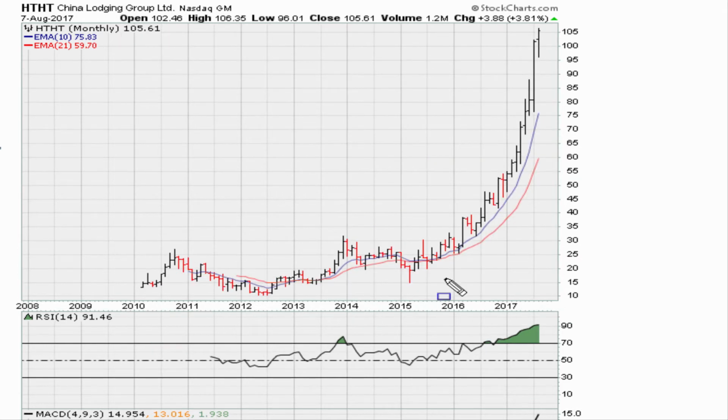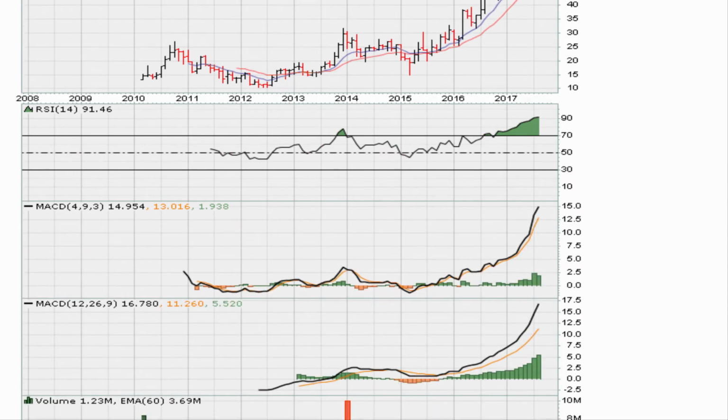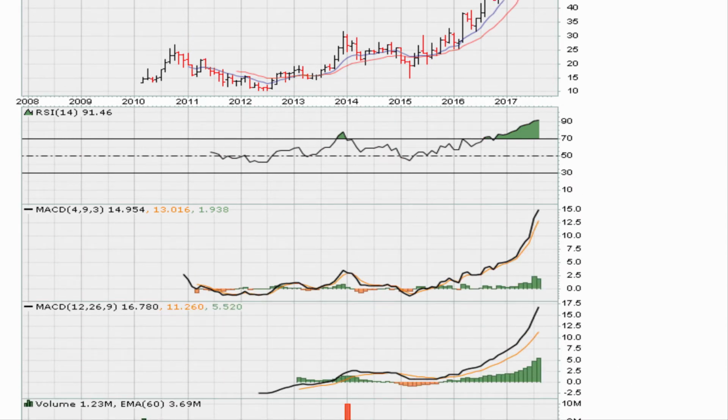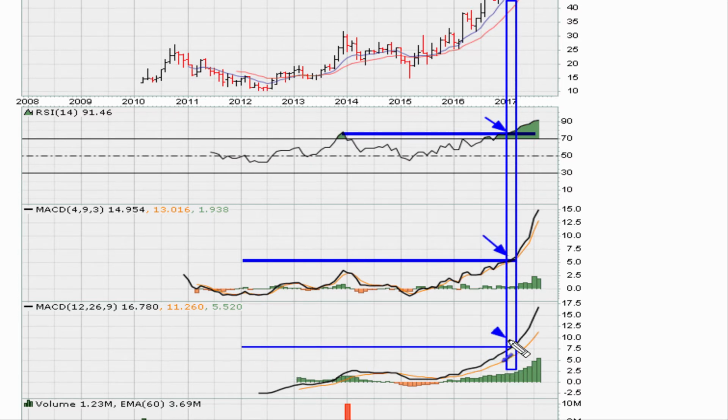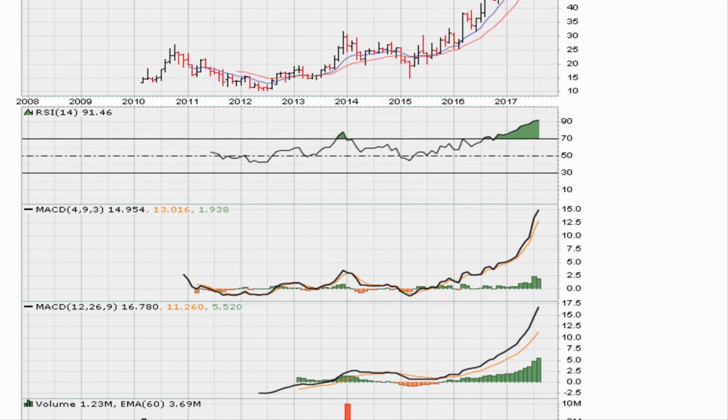Let's take a look at another one, HTHT, and we can see for 2017 it's gone on this explosive run. And if we take a look at our RSI and MACDs, we're talking about this time period, let's just call it the beginning of 2017. We can see that corresponds with the RSI on the monthly. By the way, these are monthly charts, jumping to all-time highs. And of course, the MACDs were already trading at all-time highs. So at the beginning of 2017, all the indicators are at all-time highs.